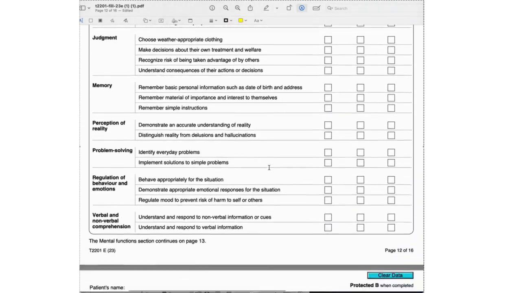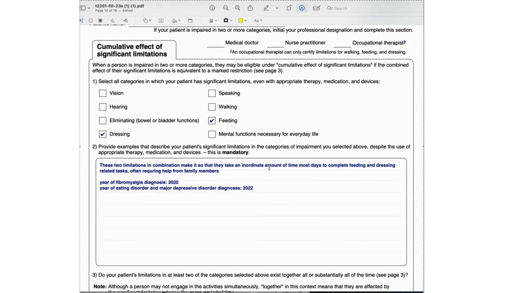Okay, so here's where we need to skip down and complete the cumulative effects of these significant limitations, because they didn't meet that marked restriction, but we've ticked off 2 categories. So we tick off here feeding and dressing. So what I'm saying here is that, listen, these 2 limitations in combination actually make it so that they do in fact take an inordinate amount of time on most days to complete these tasks. Because when we add them together, even though they aren't happening at the exact same time, it's still 2 or 3 days a week, most weeks, that this person's struggling with getting dressed and undressed and struggling to prepare meals and feed themselves.